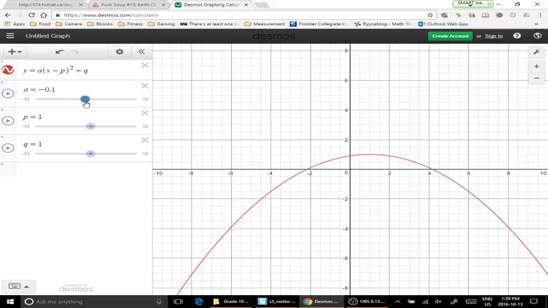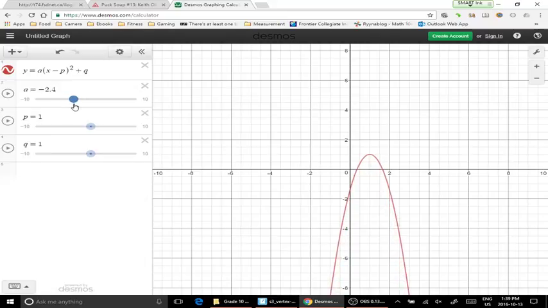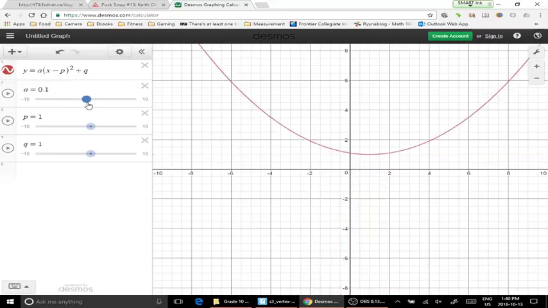And when a is negative, what can we say about the graph? It points down, and we can still say that if we ignore the sign, as the number gets bigger, the graph gets skinnier. As the number gets smaller, the graph gets wider. Okay? So what we're saying about a is the exact same thing we said before. But we haven't dealt with p and q before, so let's deal with p and q.